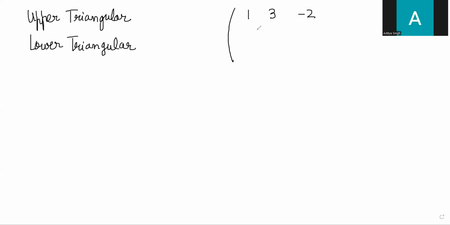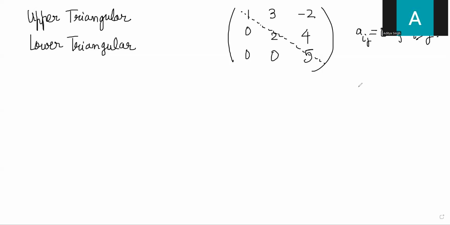For example, you will say 0 here, 0 here, 0 here, and let's say 2, 4, and 5. So this is an upper triangular matrix because anything below the diagonal here is 0, right? So the condition for upper triangular matrix can be written as Aij is 0 if I greater than j, and the reverse condition is true for lower triangular, if I less than j. So this one will have the upper elements as 0, right? Yes, sir. Okay.